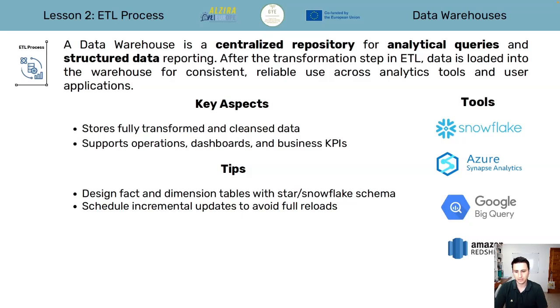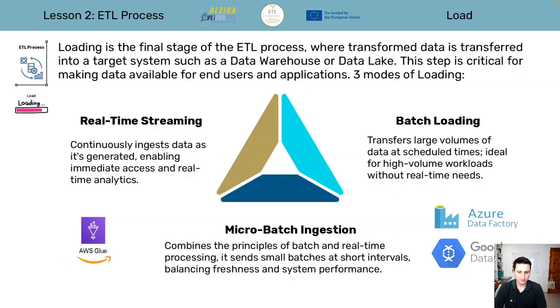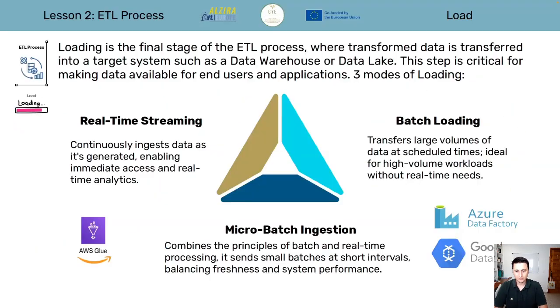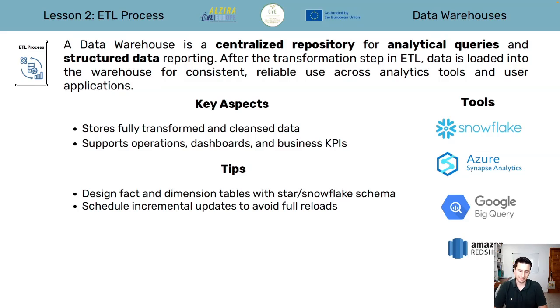Okay, as you would remember when we talked about the loads. Sorry, the loads, not the extraction. We talked about incremental extraction in the previous lesson. Okay, so it would be recommended to opt for incremental updates to avoid full loads. Some tools that you can use are Snowflake, Azure Synapse Analytics, Google BigQuery, or Amazon Redshift. As you would notice, during the whole module, we are talking about Microsoft solutions, Google solutions, Amazon solutions, and Apache solutions, okay?